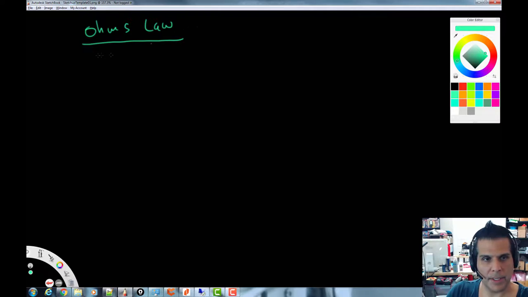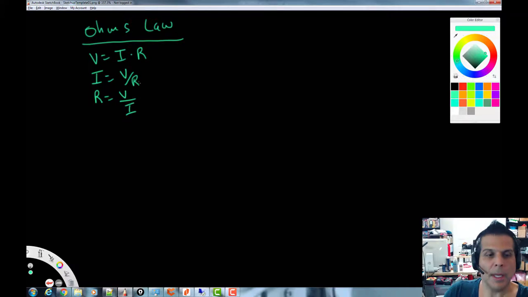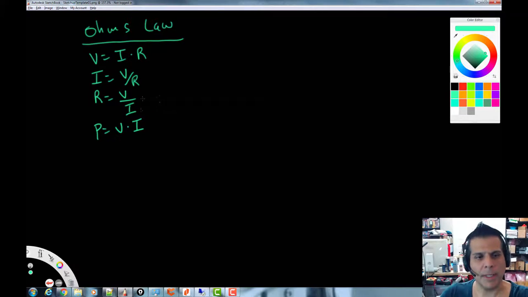and it states that voltage equals current times resistance, which also means that current equals voltage divided by resistance. And it also means that resistance equals voltage divided by current. And then we also learned how to compute power, which is not part of Ohm's law, but we're going to put it here anyway. Power equals voltage times current. And then here's something interesting.